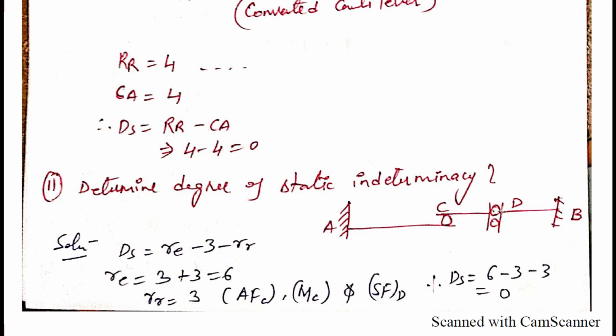So RR is equal to 3 here, and the external support reactions are 3 here and 3 here. So RE is 6, 3 plus 3 is 6, and RR is equal to 3. So DS can be found as RE, 6, minus 3 minus RR, 3 again, which is 0. So you can solve this problem like this.